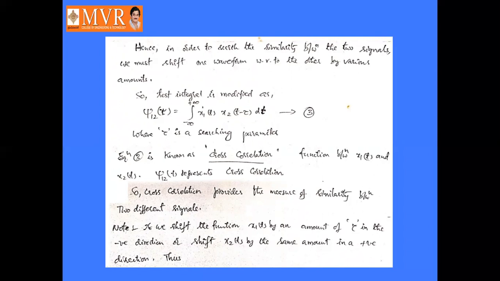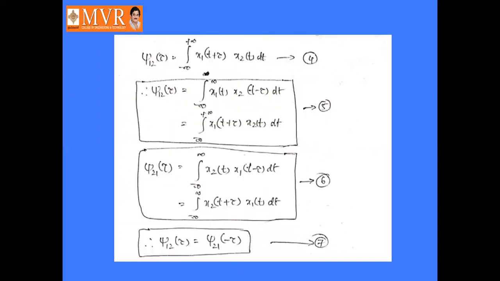We have to note that if we shift the function x1 of t by an amount tau in the negative direction, or shift x2 of t by the same amount in the positive direction, then J12 of tau equals integral minus infinity to infinity x1 of t plus tau into x2 of t dt. Let it be equation number 4. So by the above two definitions, the cross correlation can be defined as J12 of tau equal to integral minus infinity to infinity x1 of t into x2 of t minus tau dt, or x1 of t plus tau into x2 of t dt. That is equation number 5. Similarly, J21 of tau equals integral minus infinity to infinity x2 of t into x1 of t minus tau dt, or x2 of t plus tau into x1 of t dt. That is equation number 6.